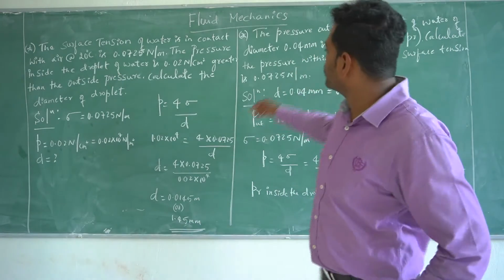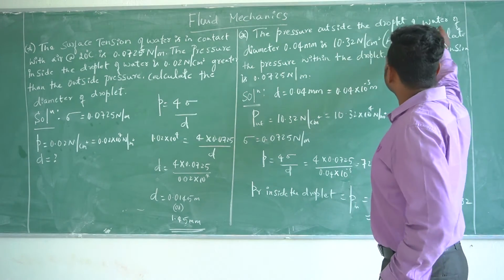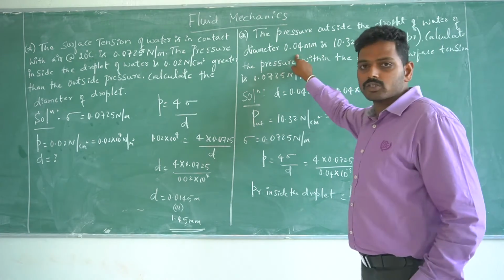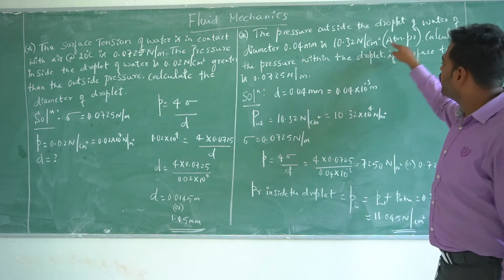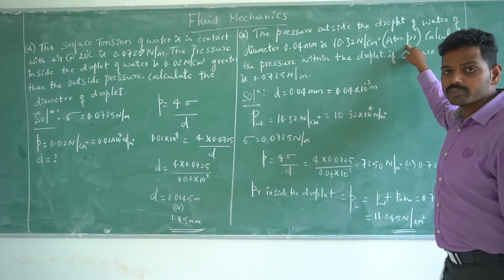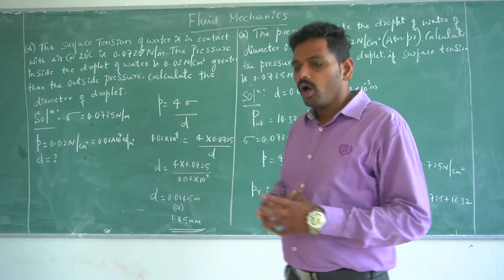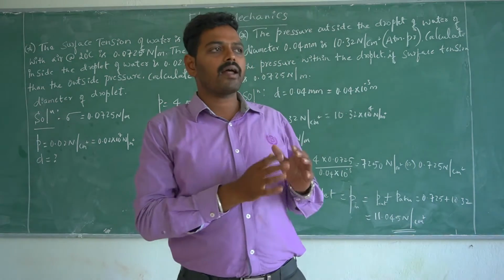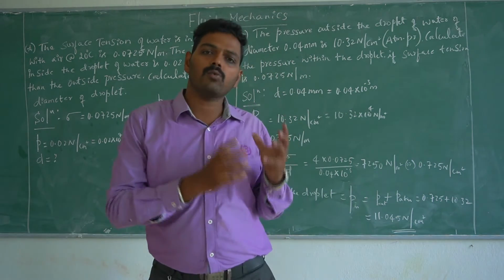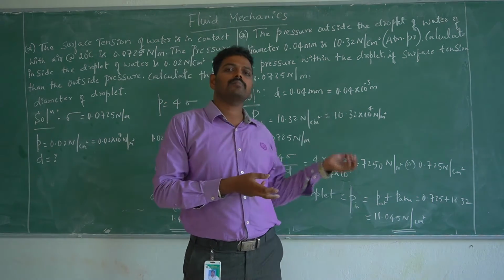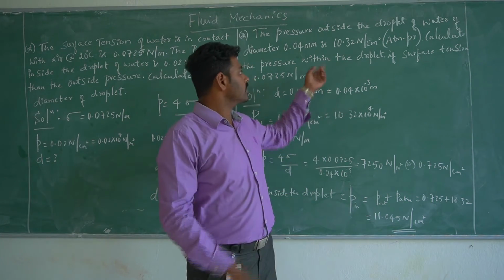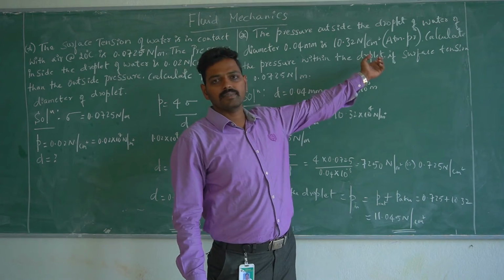In the second numerical, the pressure outside the droplet of water of diameter 0.04 mm is 10.32 Newton per centimeter square, and in brackets it is mentioned as atmospheric pressure. Remember it. The same condition will be considered, that is the water droplet. Outside the water droplet there is atmospheric pressure, that is 10.32 Newton per centimeter square.